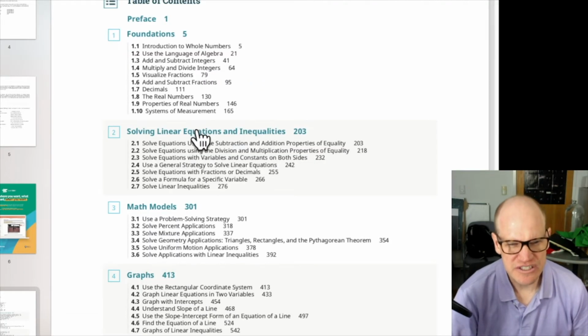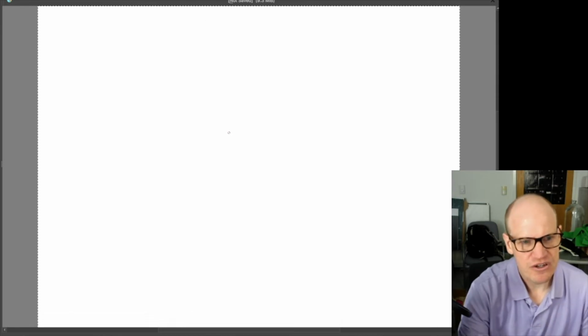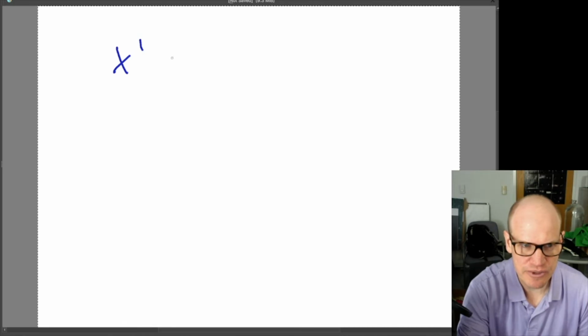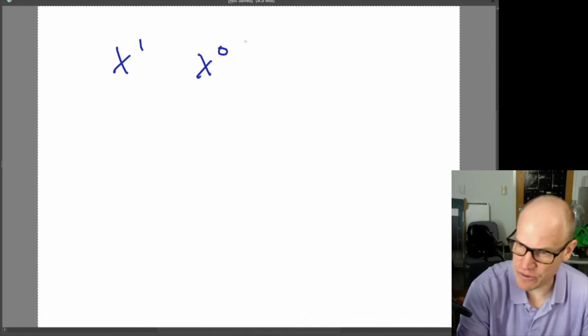Okay, so in this case, solving linear equations. What this is saying is that with linear equations, we're going to have a linear expression, which means you can have some variable to the first power, or to the 0th power.